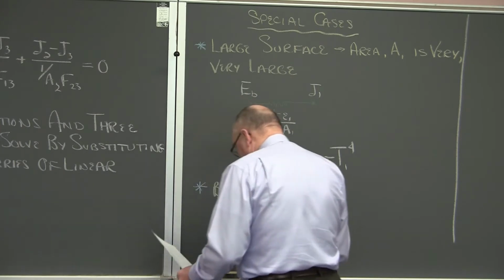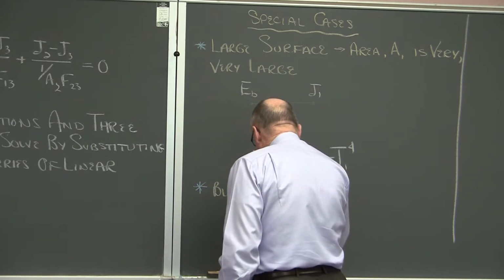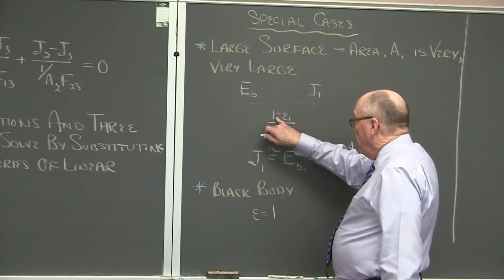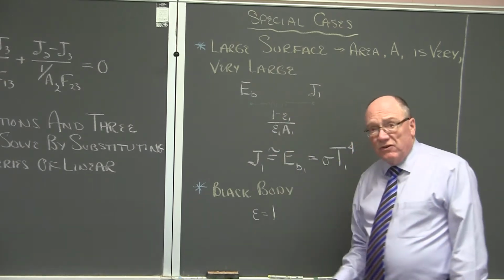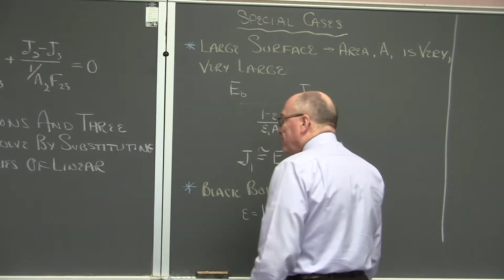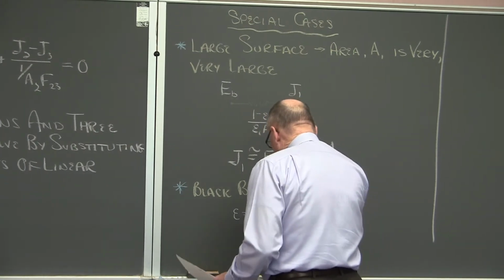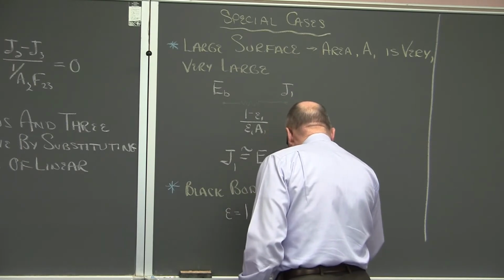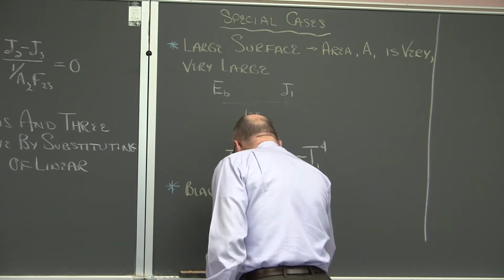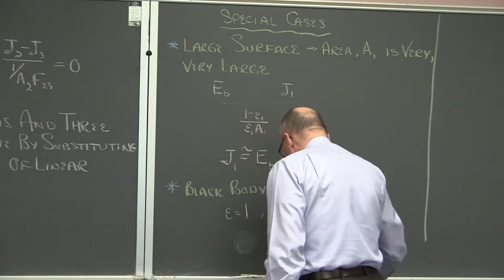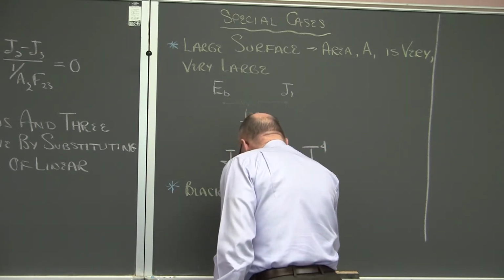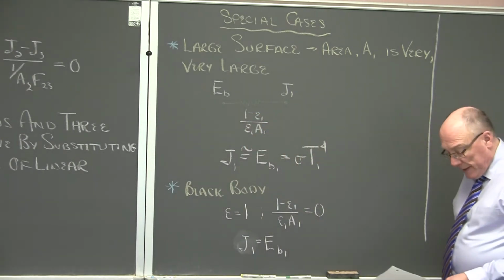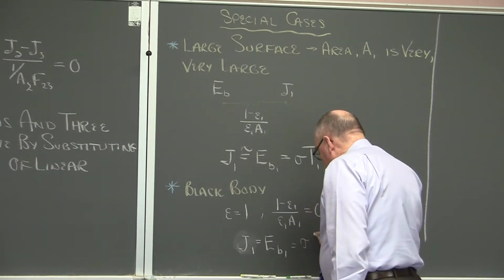If we're dealing with a black body, epsilon is equal to 1. In other words, we have a perfect emitter. So in that case, we have 1 minus 1, and again, the resistance is 0, and therefore the radiosity is equal to the emissive black body power. So J1 is equal to EB1, and that again is equal to sigma times T to the fourth.